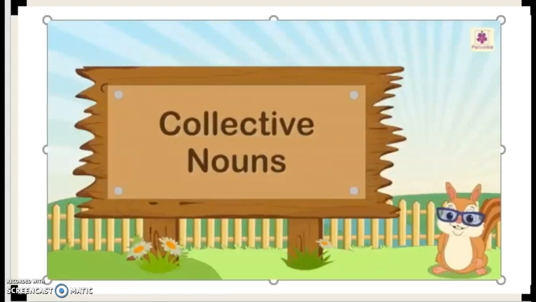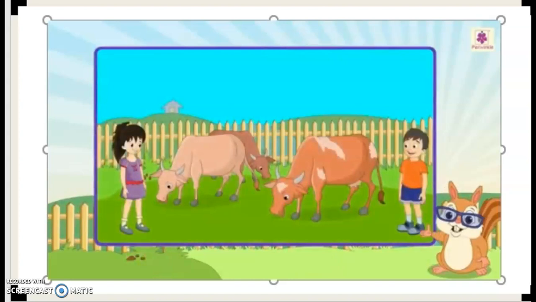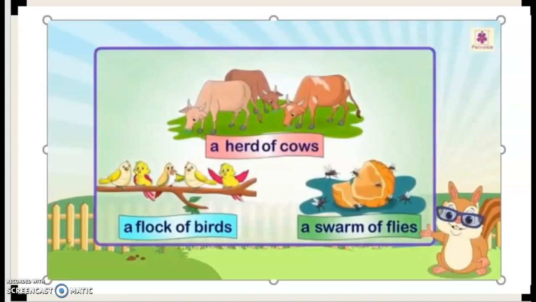Collective nouns. Ricky and Nikki are at an animal farm. Look at the interesting banners they have come across at the farm. A herd of cows, a flock of birds, a swarm of flies. Some common nouns have a special name when they are in a group.